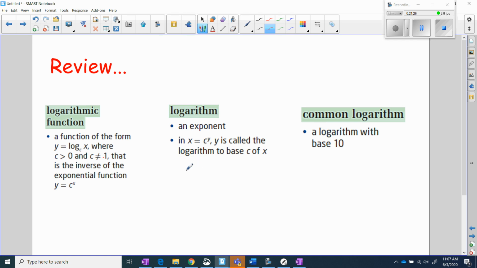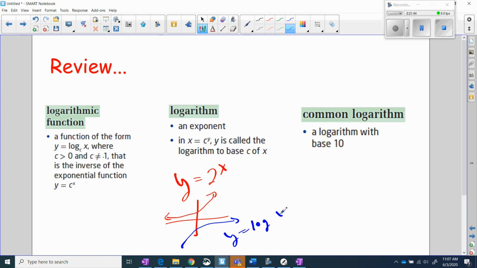What does a graph of a logarithm look like? Remember, they're inverses of exponentials. So I quickly showed you 3 to the x, but let's use 2 to the x. Here would be, I'll do it in a different color, the log of x to base 2, which is considered the inverse of 2 to the x. And notice their graphs are mirror images of each other. Oh, I didn't do that right, sorry.